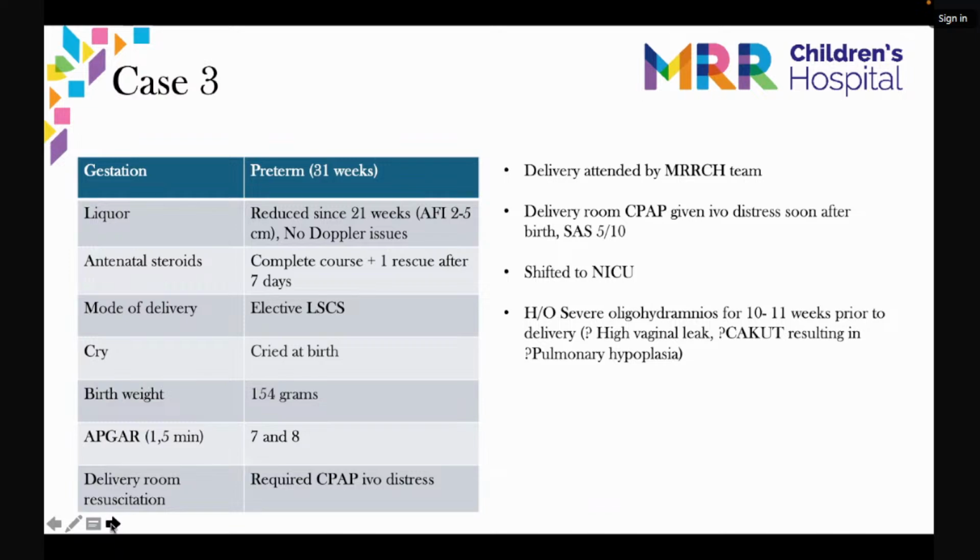It was a 1540 gram baby. Sorry, apologies for this. 1.5 kg baby. Apgars were good. We were called for the delivery and the child was transported to us, had a high SAS score. The reason for the oligohydramnios was not known in any of the antenatal scans, but there was oligohydramnios for almost 11 weeks prior to the delivery.